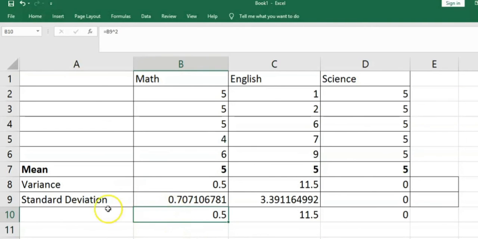So once again, for scores in math, English, and science, you can determine the measure of dispersion by using variance or standard deviation. There are other measures of dispersion, such as range and interquartile range. We will discuss more of these measures in the next video.